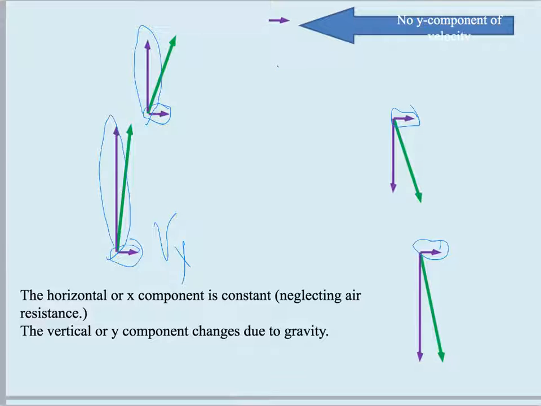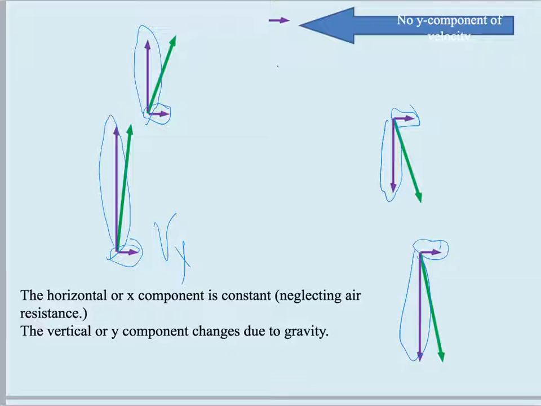And then it starts to fall. Again, remember, it's still moving forward the whole time. And what's going to happen as it's falling? Well, we see that the Vy vector gets longer. And why is that? Because it's increasing in velocity as it falls.